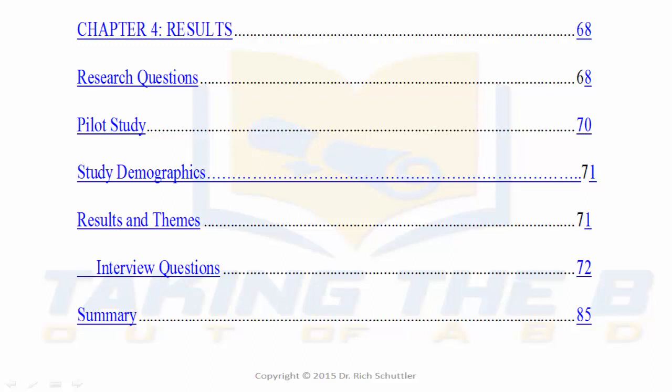First, he introduced an introduction section, and he gave information about the research questions, what they were. He gave some information about the pilot study. He gave the demographics of those who were involved in the study, then gave the results and themes, addressed the interview questions, and concluded his study.